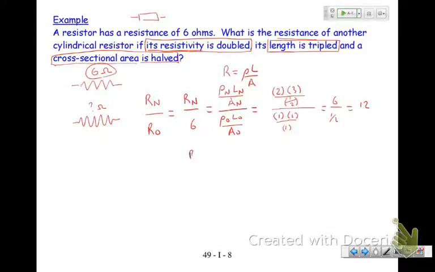So you're going to say, well, R new over 6 is equal to 12. So R new is equal to 12 times 6, which equals 72. It's going to be ohms.